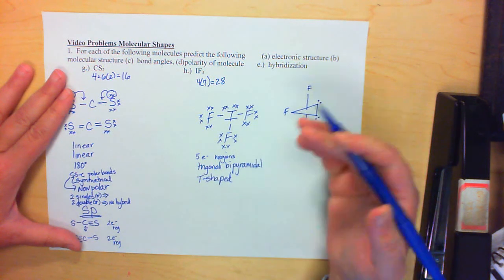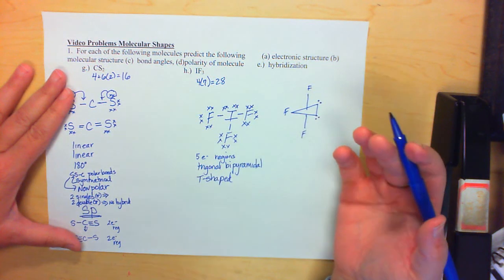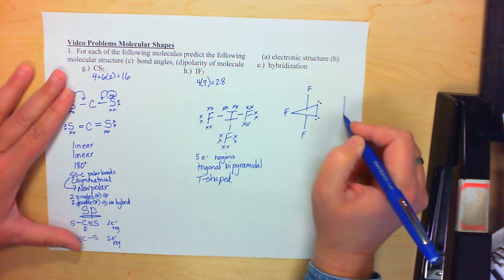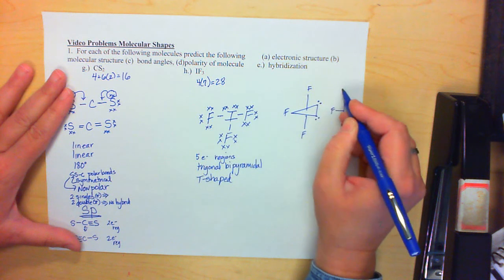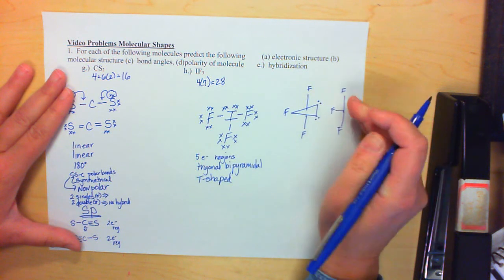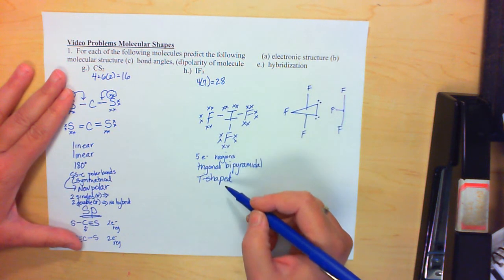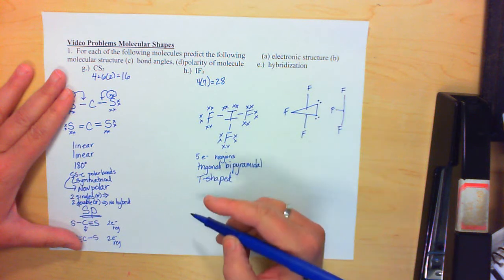Sometimes it's easier to see this when you start off with model kits. Sometimes it's not. It depends upon the individual. But if you look at it, basically we're only going to see these 3 atoms here. We don't see the lone pair, so it's a T on its side. Alright, so we've got our T-shaped. So that takes care of electronic and molecular.